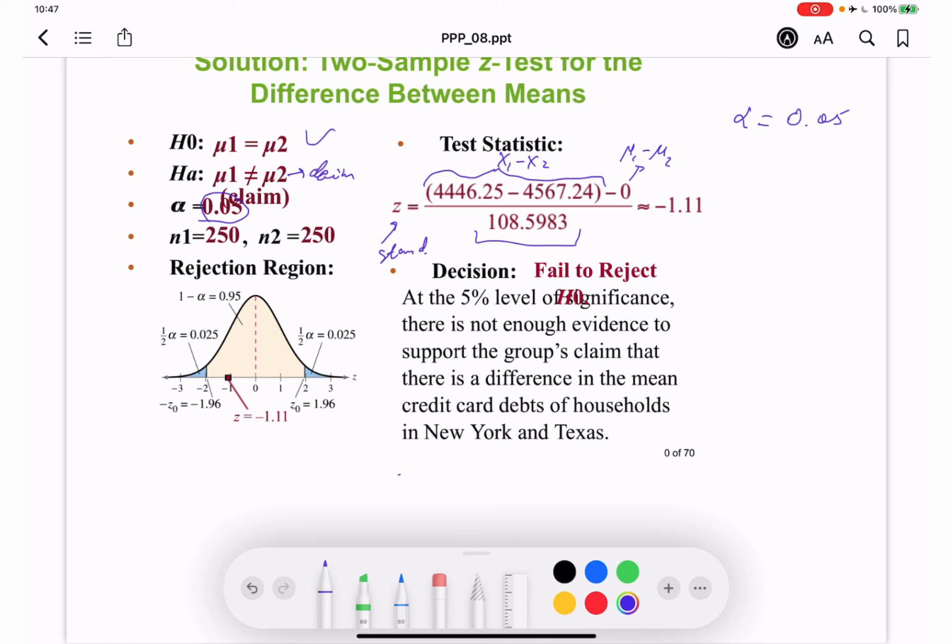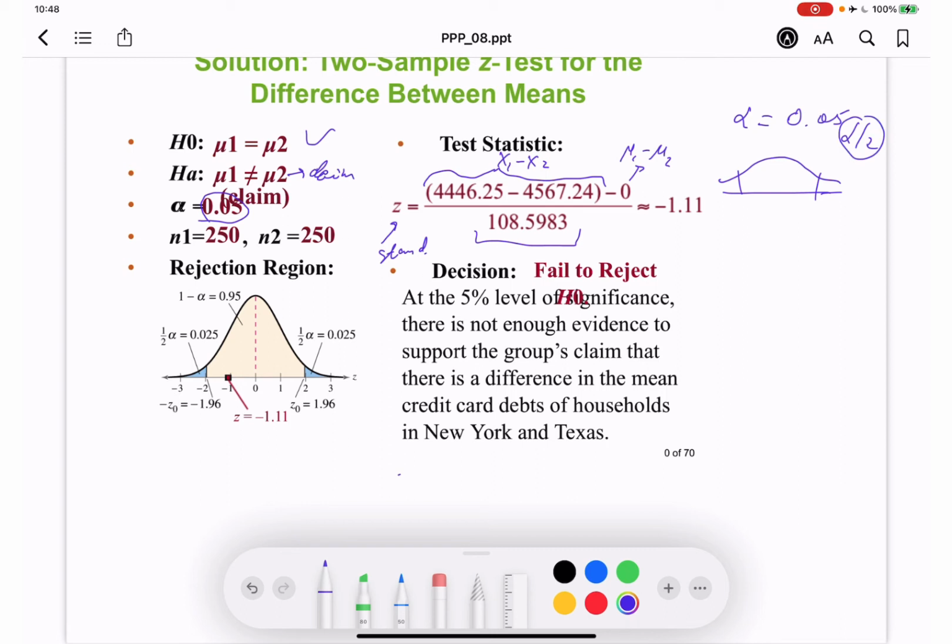Now, how are we going to figure out whether we fail to reject or reject our null hypothesis? This is our standardized z. Here we are going to use z critical, which means since we have a two-tail test, we take our alpha for two tails and split it by 2. We need to take alpha over 2.